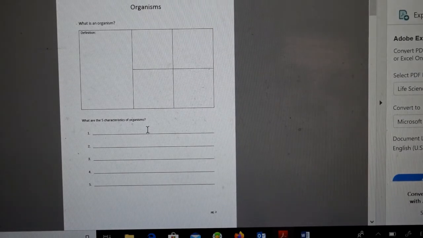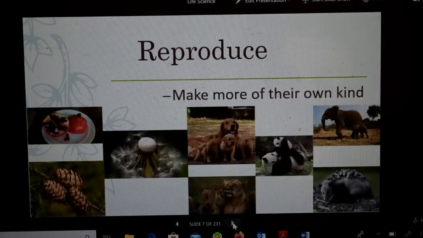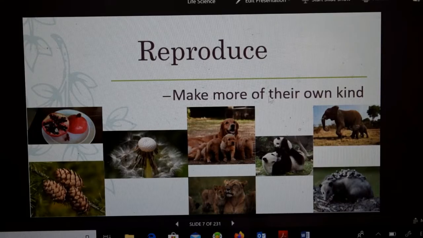So number 1 was made up of cells. Number 2 is has basic needs. And if you want to write what those basic needs are, you can. Food, water, shelter, gases, those are all good things. The third one is they reproduce. They make more of their own kind. That's what reproduce basically means.